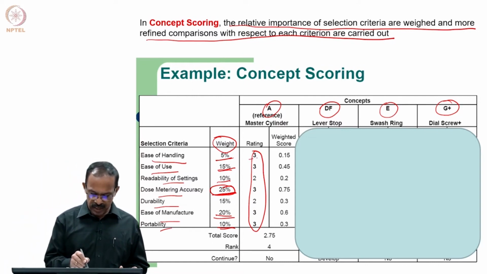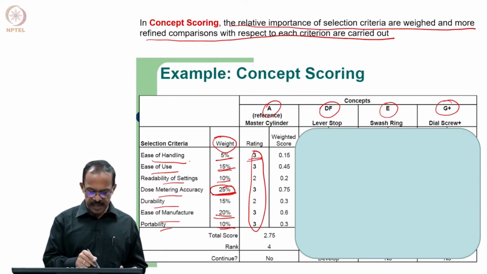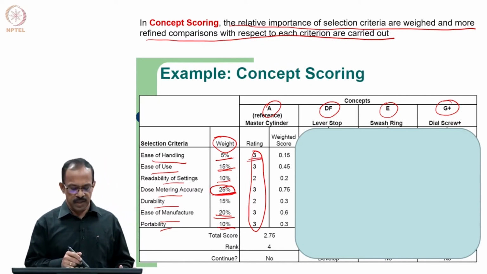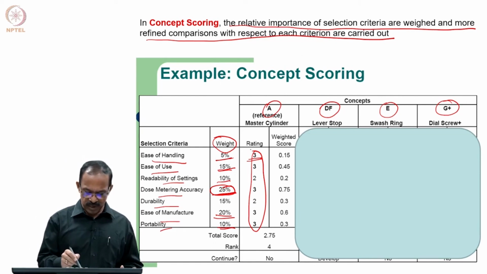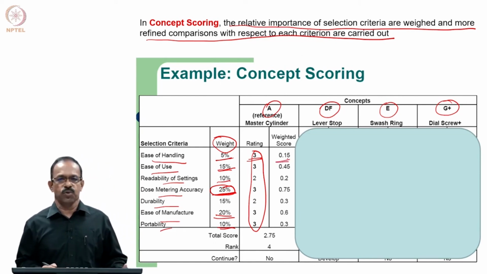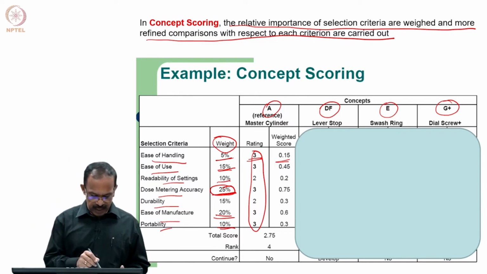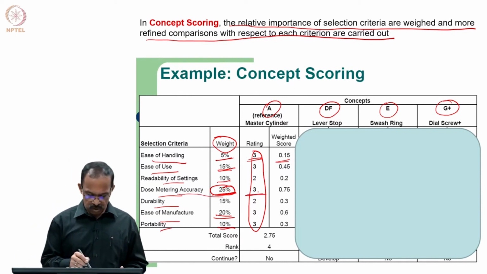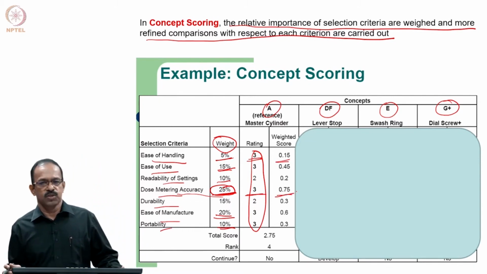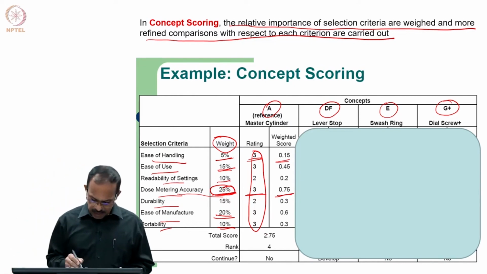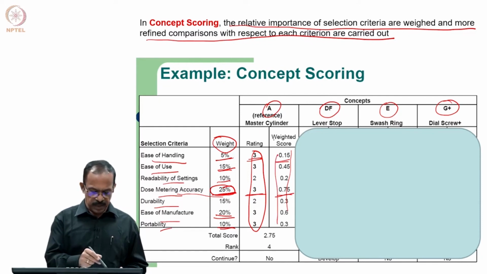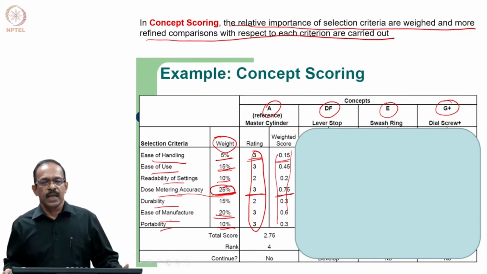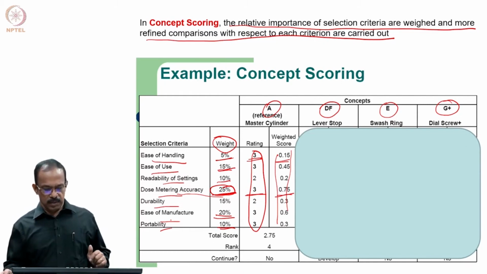So, this has a rating of 3 against ease of handling for the reference master cylinder. Then 3 multiplied by 0.05 will be 0.15, which is the weighted score. In the same way for dose metering accuracy, the rating is 3. So, you will get 3 into 0.25 is 0.75 as the weighted score. This way you will be getting all the weighted scores for this concept against the criteria, and you do this for all the other concepts also.